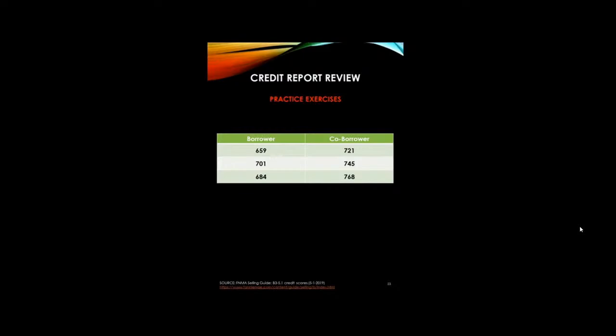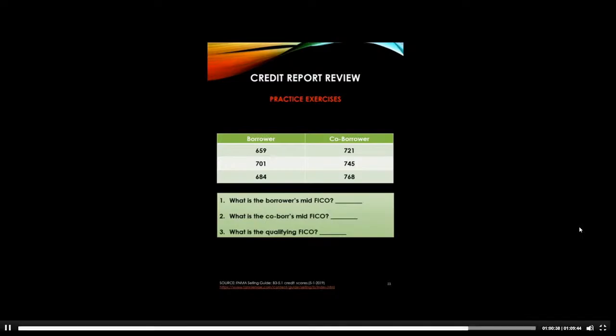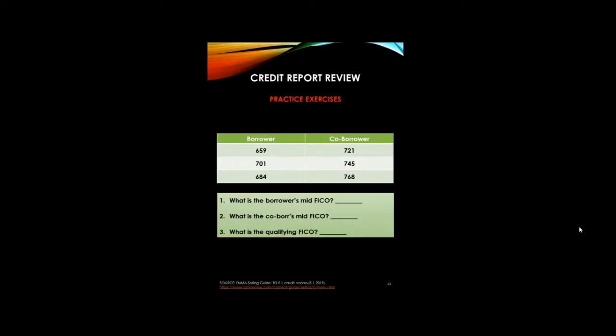All right, guys and girls, we just went over the credit report. Let's go over a little practice exercise. So here we've got a borrower and a co-borrower. It has three FICO scores for each borrower. Let's ask some questions. First question: what is the borrower's mid FICO score? I hope you all said 684. So 684 is the mid FICO score.